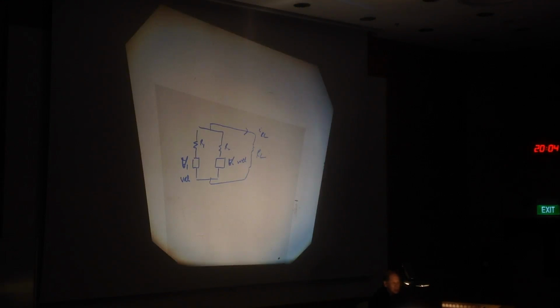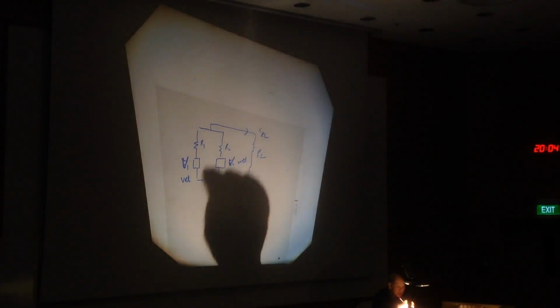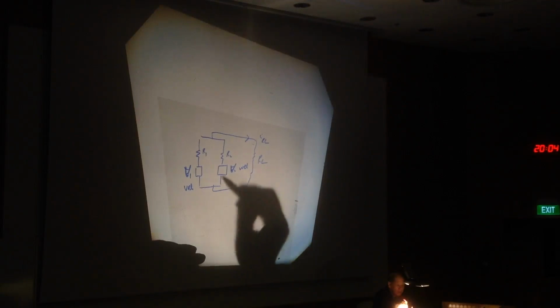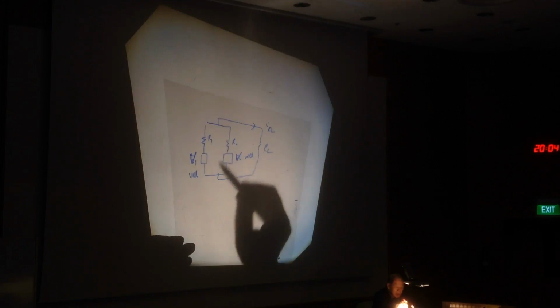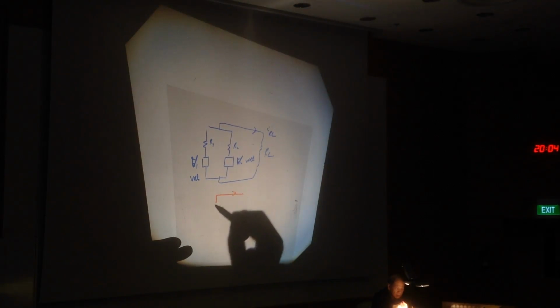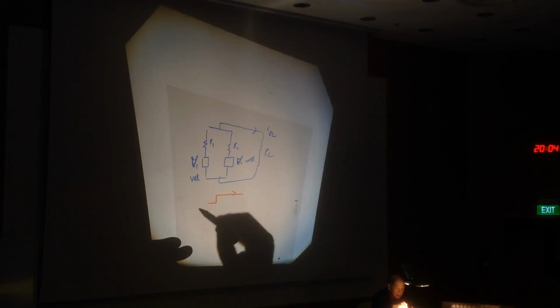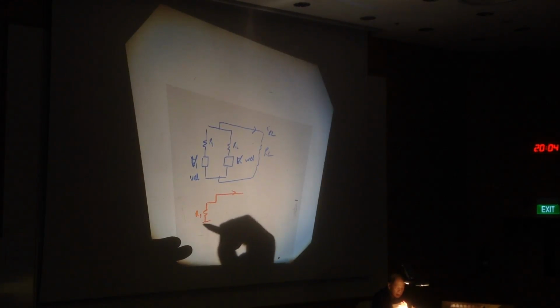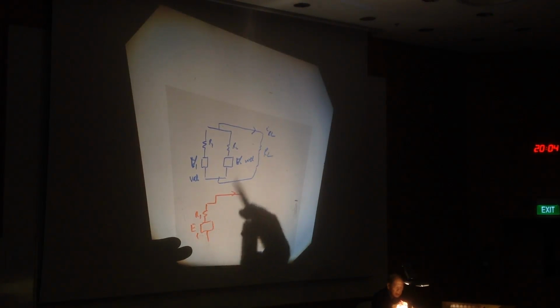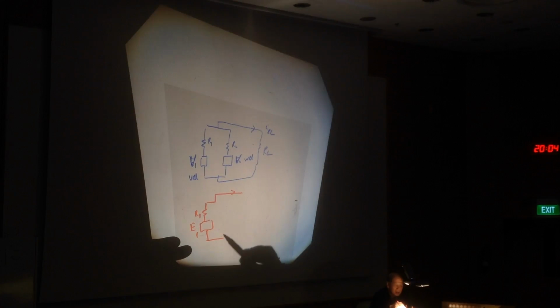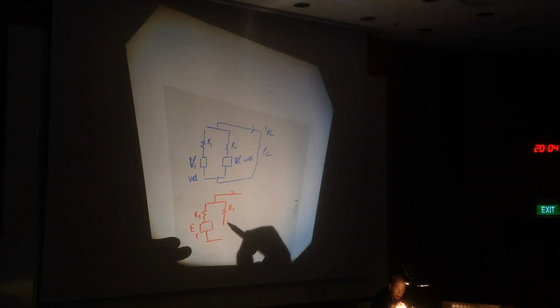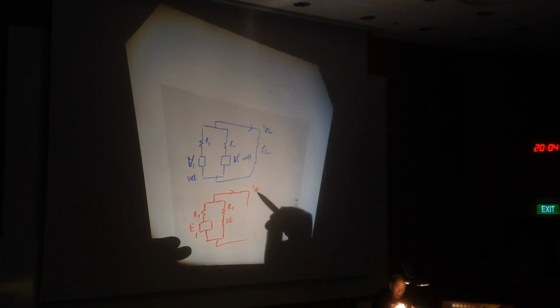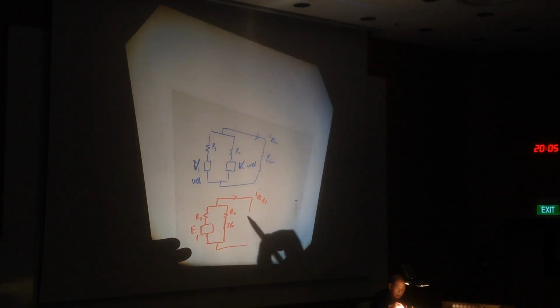Superposition says that I pretend this one is killed. Therefore this is replaced by a short circuit, so the circuit becomes like this. With E1 only, the other source is supposed to be absent, so it is replaced by R2 with a short circuit here. And then we calculate the current in RL due to E1 alone.